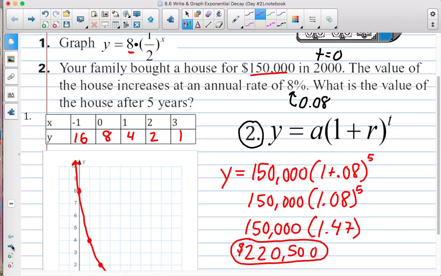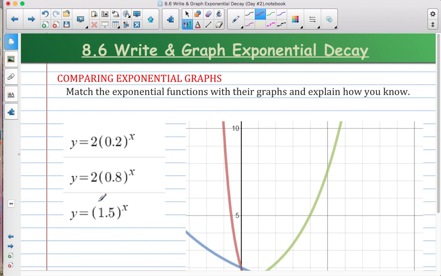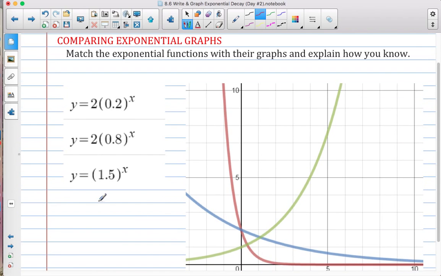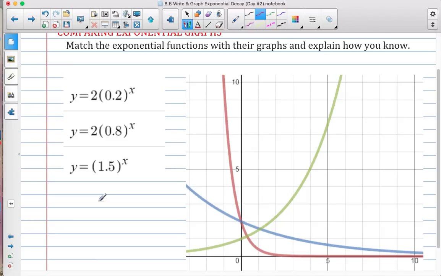It's 8.6 day 2, and the first thing we're going to do is compare some graphs. I've shown them on the top of your note packet. I've got 3 graphs. Unfortunately, yours aren't color-coded, but I want you to match the exponential function with their graphs and explain how you know. So the first thing I'm going to look at is the y-intercept. I look at these. The y-intercept of this one is a 2. So y-intercept here is a 2. Same for this guy. Y-intercept is 2.